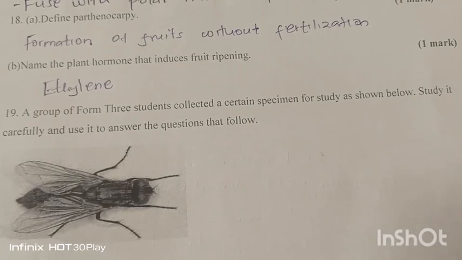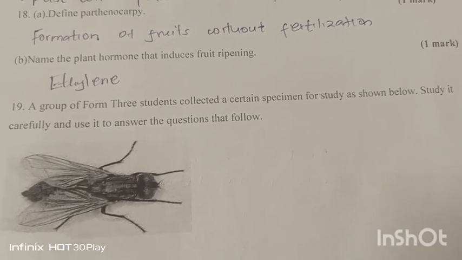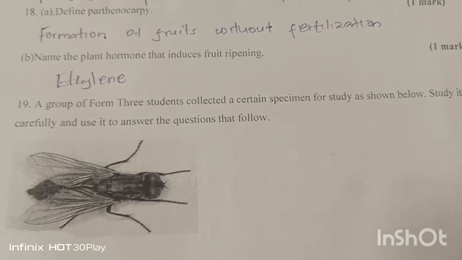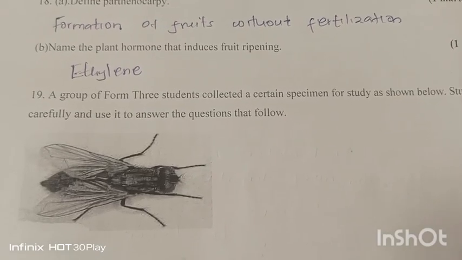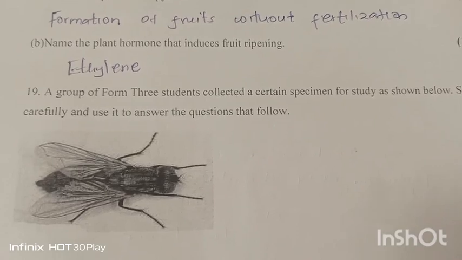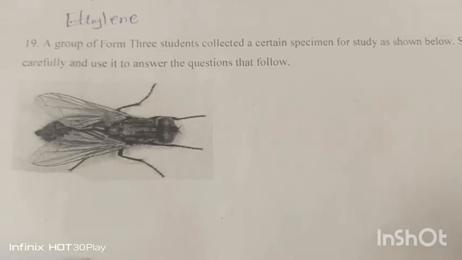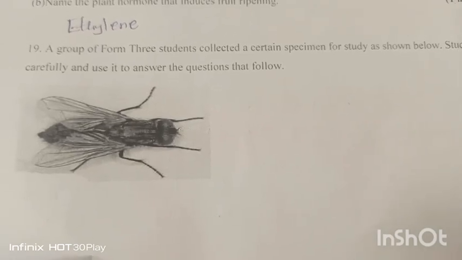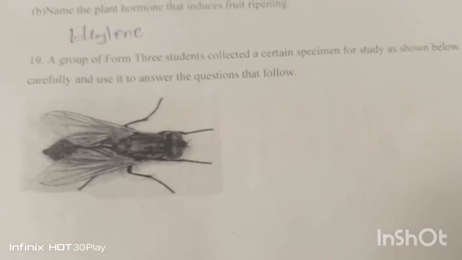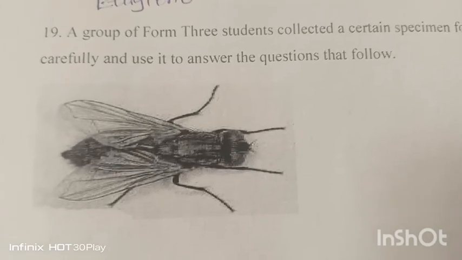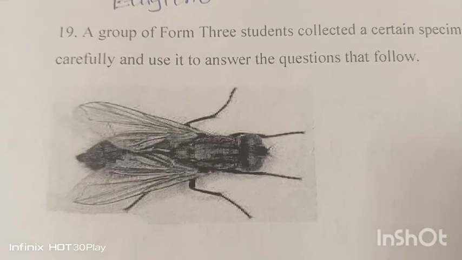Define the term parthenocarpy. It's the formation of fruits without fertilization. Name the hormone that induces fruit ripening. It's called ethylene hormone. A group of Form 3 students collected a certain specimen for study as shown here. Study it and answer the questions that follow. There is your specimen.